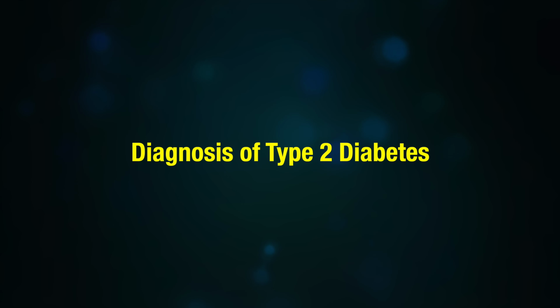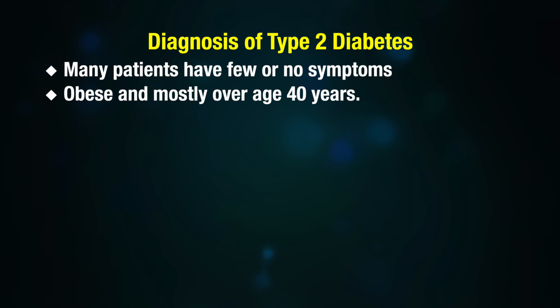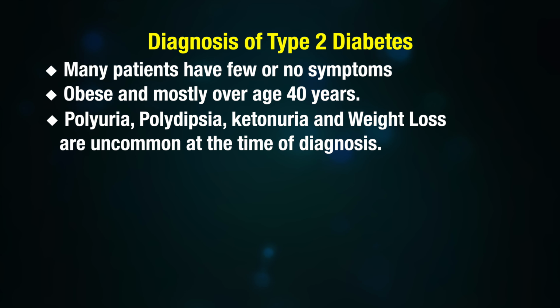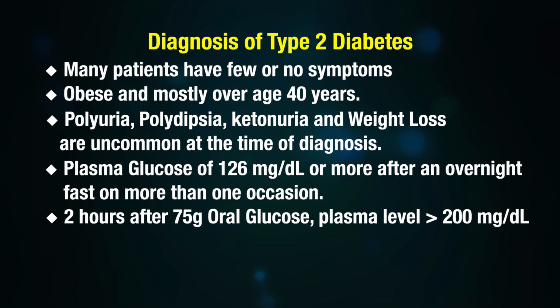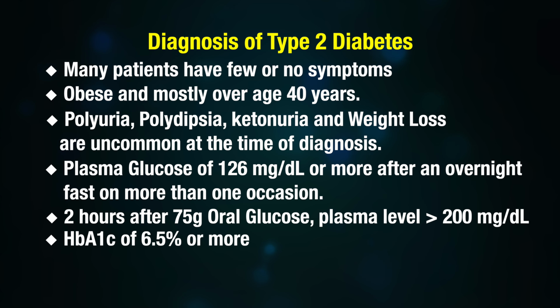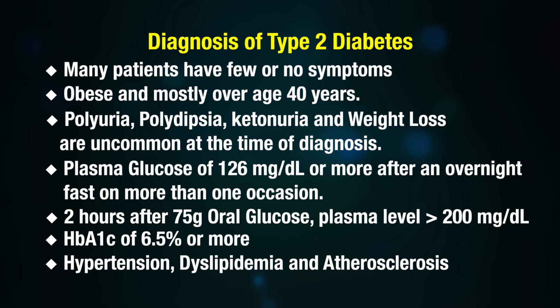Diagnosis of type 2 diabetes. Many patients who are obese over the age of 40 have few or no symptoms. Polyuria, polydipsia, ketonuria, and weight loss are uncommon at the time of diagnosis. Plasma glucose of 126 mg per deciliter or more after an overnight fast on more than one occasion; 2 hours after 75 gram oral glucose, plasma level of 200 mg per deciliter or more; HbA1c of 6.5% or more. Hypertension, dyslipidemia, and atherosclerosis are often associated.